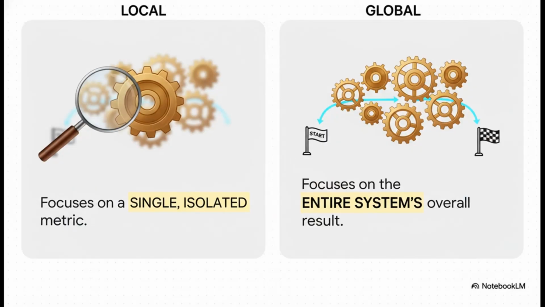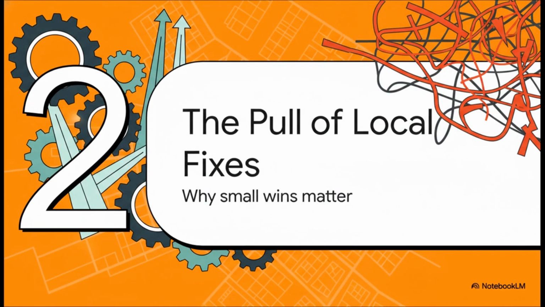So the main difference here really comes down to focus. A local improvement is all about making a single, isolated number look better. A global improvement, on the other hand, is about improving the overall result of the whole process. They might sound similar, but they can lead to very different actions. And in practice, you'll find that organizations have a very strong pull toward prioritizing one of these over the other.